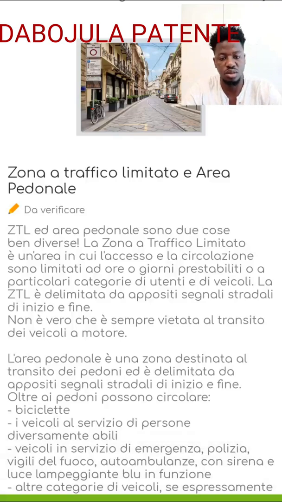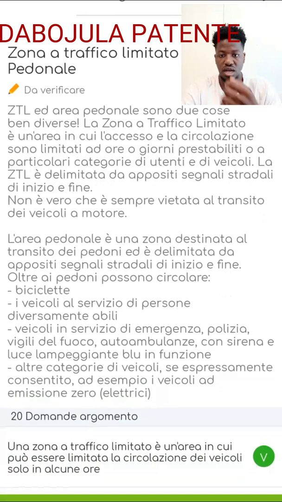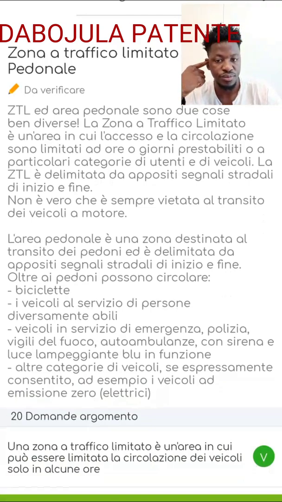Oltre ai pedoni possono circolare, other than pedestrians, other users that might be allowed. One: bicycles. If it is not indicated otherwise, you could transit on them, but in some pedestrian areas you will find a symbol of a bicycle that will show you whether it is allowed or not. We will get to that point as we go on with the course.